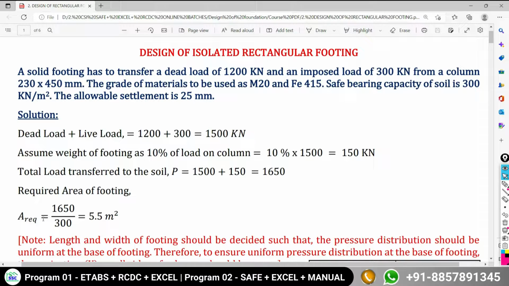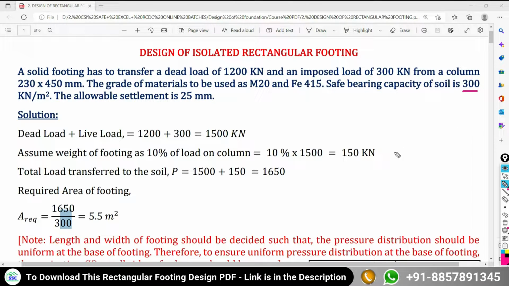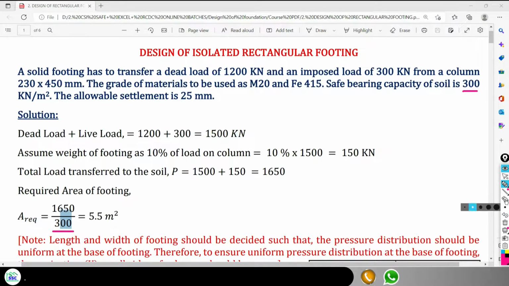Now the required area of the footing is going to become what? As I told you, the total load that is going to be transferred to the subsoil divided by the SBC of the soil. The SBC of the soil has been given as 300 kilonewton per meter square. Okay, that we are going to put here. And the area of the footing that is required is 5.5 meter square. This much area of the footing is required.